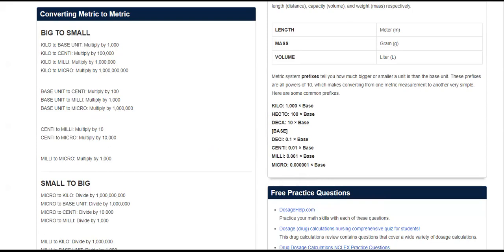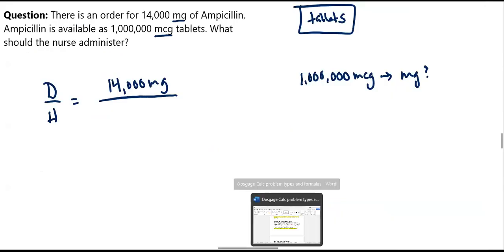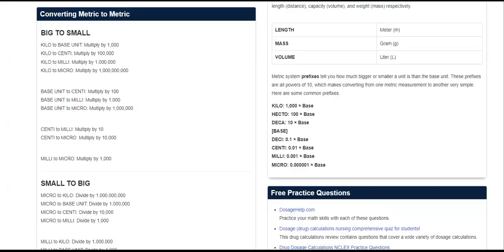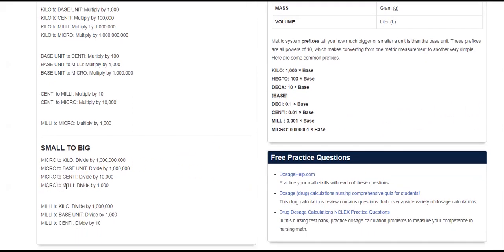And what are we doing? I already forgot. I'm going to say that a lot. Micrograms to milligrams. So to go from micro to milli, those are the prefixes. Micro to milli. Let's find micro to milli. There it is down bottom. Micro to milli down here. So micrograms to milligrams, I have to divide by 1,000.